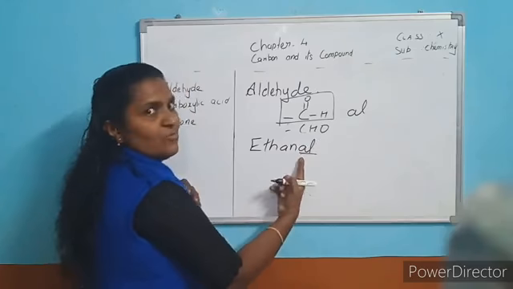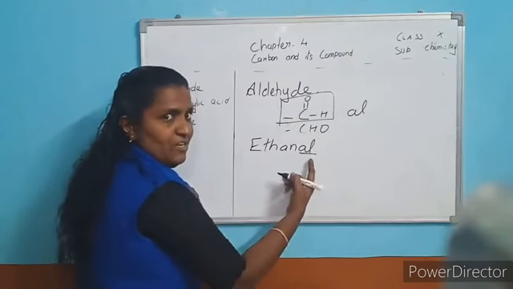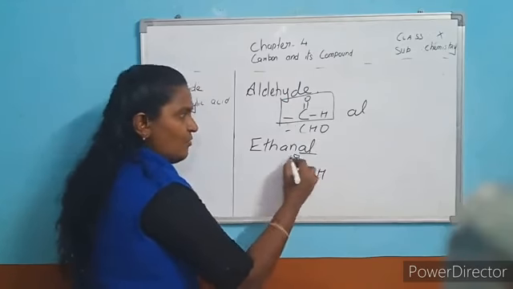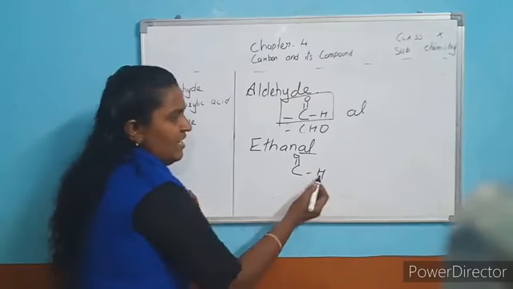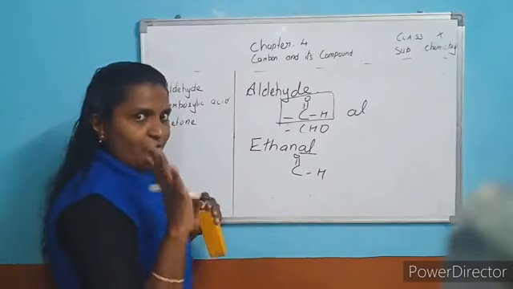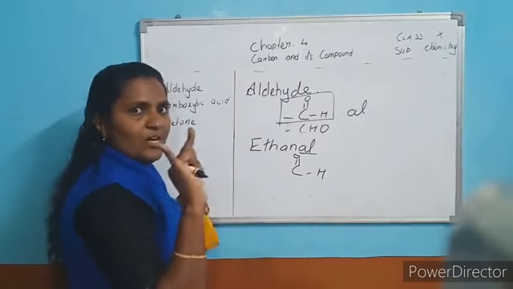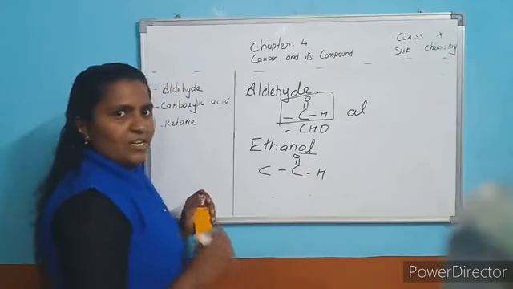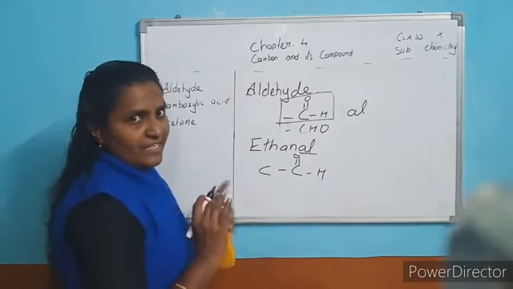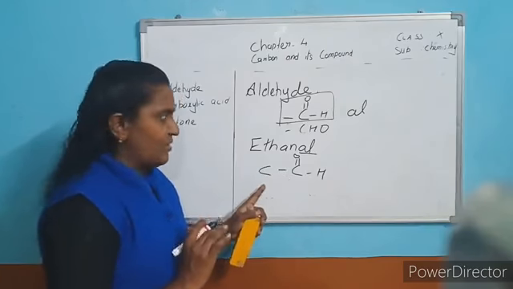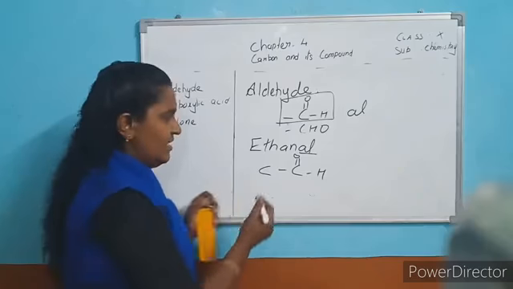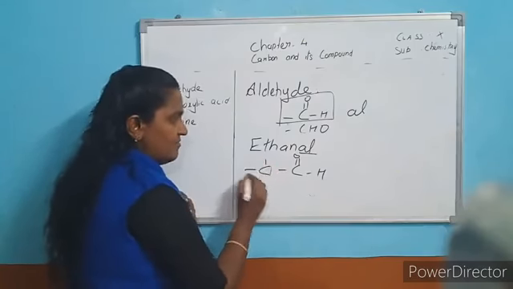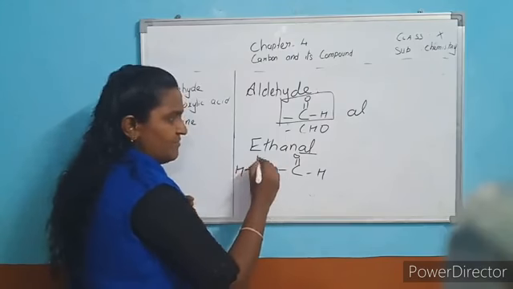Ethanal. L means what? The aldehyde functional group. CHO. Oxygen should have 2 bonds, hydrogen should have 1 bond, carbon should have 4 bonds. And eth means 2 carbons. Already you have 1 carbon, so write 1 more carbon. Now what do you do? Count the bonds in the carbon. You know carbon should have 4 bonds. This carbon has 1 bond, so you write 3 more. Structure means you have to mention it this way.